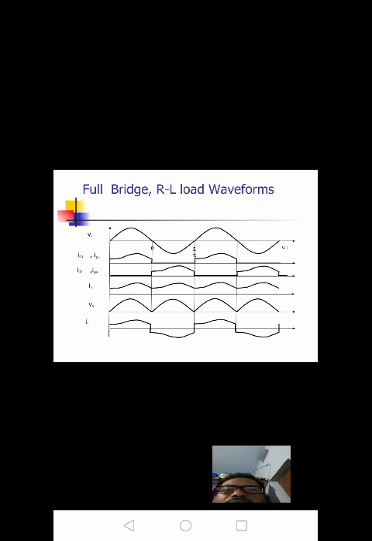Full bridge RL load waveforms. Here we are observing the sinusoidal supply voltage. The ID1 and ID2 currents flow during 0 to pi. Next, the ID3 and ID4 currents flow during the negative half cycle. These two are merged, and we get the I naught current as a continuous current.